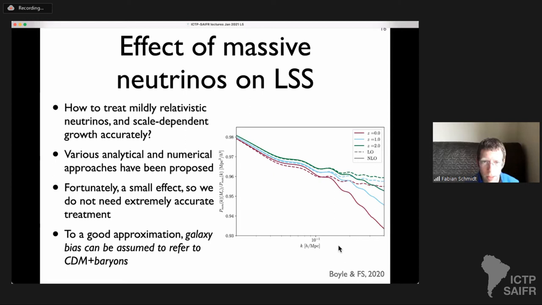And so for galaxy clustering, what we typically do, what we expect to be a good approximation, is to say that galaxies continue to form in the joint cold dark matter plus baryon component, and we just neglect the neutrinos. They basically just influence them gravitationally, but the galaxies don't actively form out of neutrinos, which I think is a very good approximation.